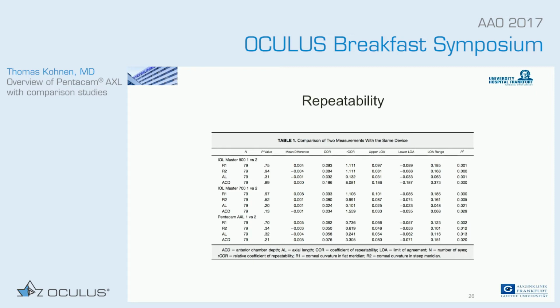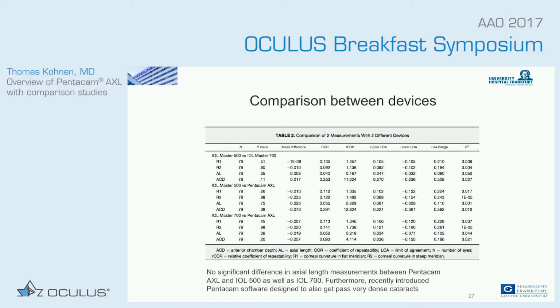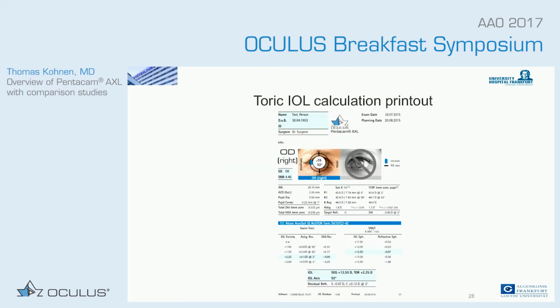Here's a busy slide, but if you compare them overall, it's IOL Master 500, one versus the second measurement, and the 700 and the AXL. What we found is that there is no significant difference in axial length measurement between the Pentacam AXL and the IOL Master 500, as well as the 700. So that's very important information. We had a measurement which, in terms of repeatability, gives you the same results. Furthermore, recently introduced Pentacam software is designed to also get past very dense cataracts. That's important information because you want to also get good outcomes in these patients.